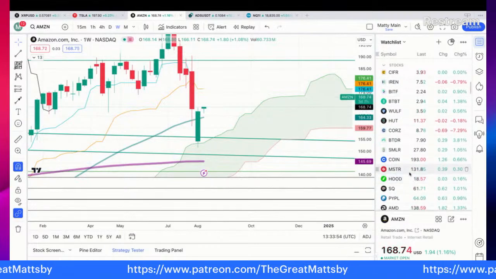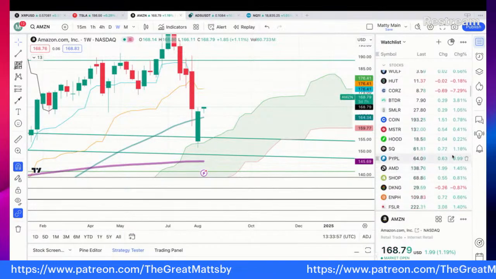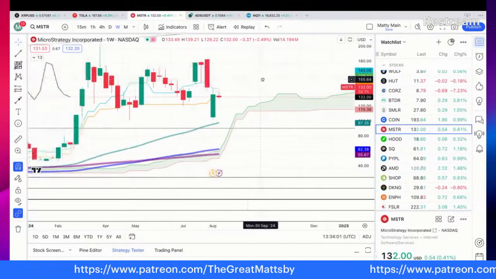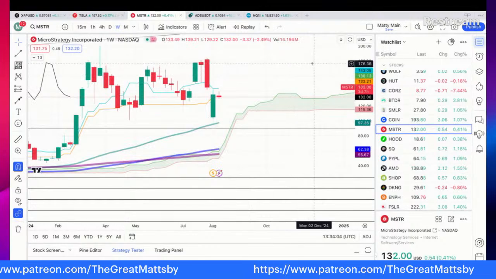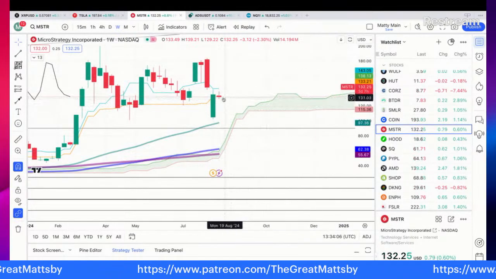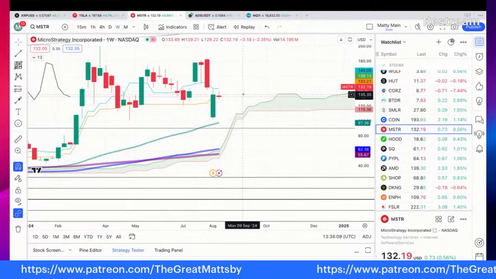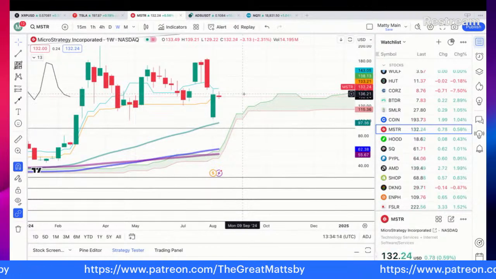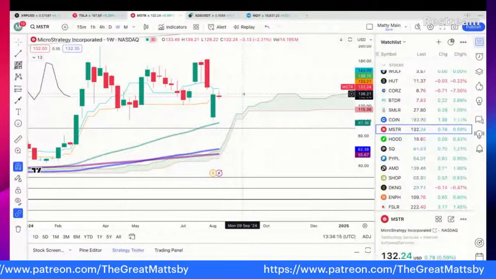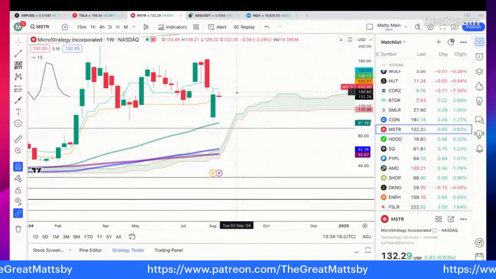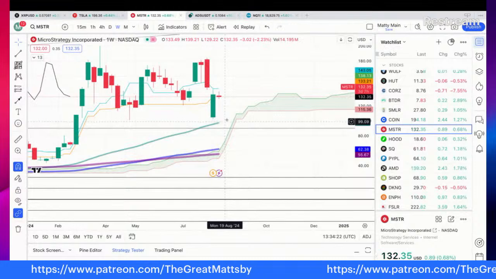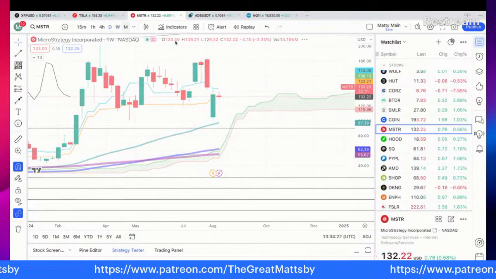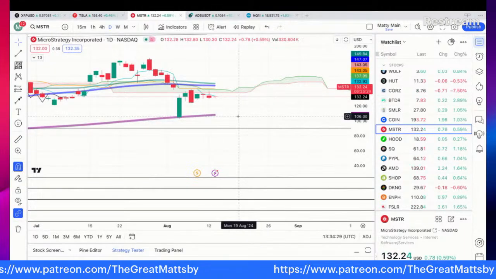Let's see. MicroStrategy still looks fine. Let's take a look at MicroStrategy real quick. It looks like it's just going to go sideways, probably with Bitcoin, because Bitcoin also looks like it wants to go sideways. The resistance is essentially 143, and the support is going to be all the way down here in the 100 or the high 90s. Not too much, but on the daily chart, there's support before that. There's 107 as support down here.